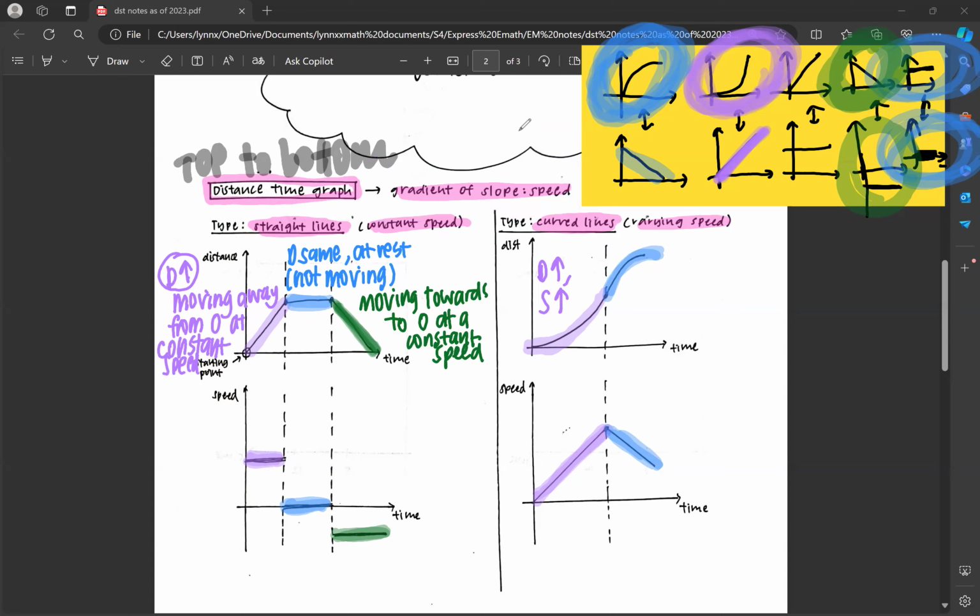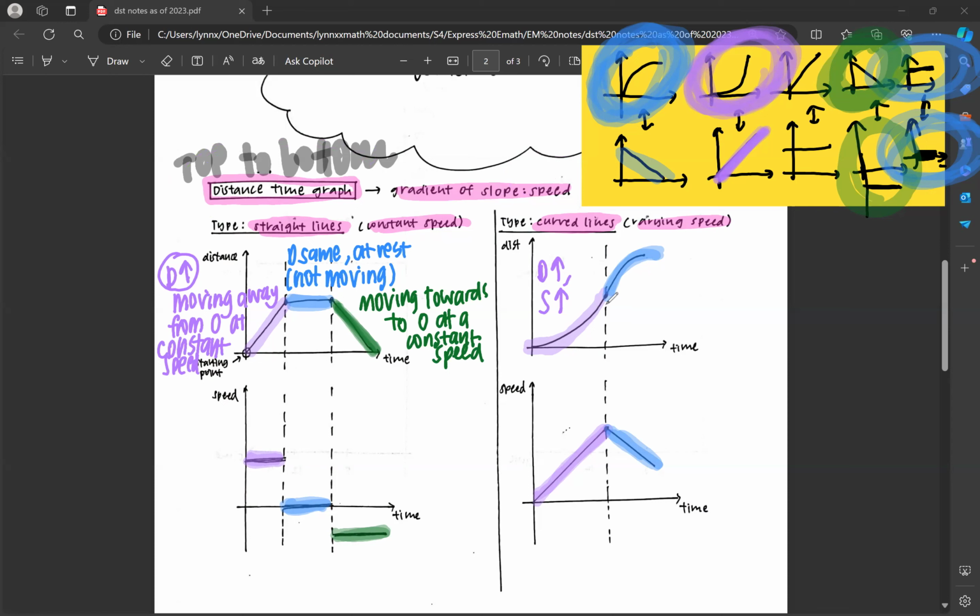So if you look at the gradient of this slope right here, what do you notice the speed is? The gradient of this slope is what? Increasing. So that means I know the speed is increasing. Guys, I'm going to repeat again. How do you tell speed from a distance time graph? Speed from a distance time graph is the gradient of the slope. Please memorize that. It's super important.